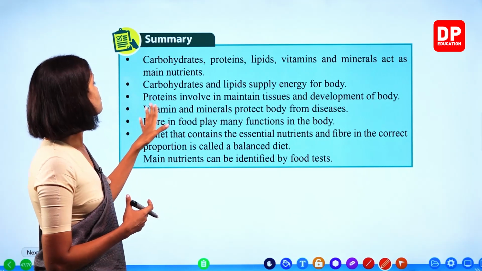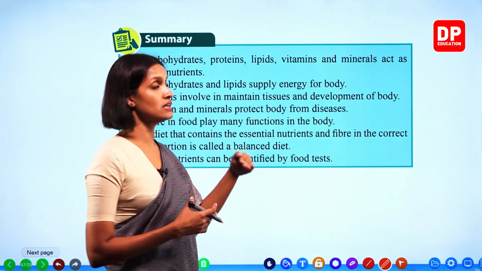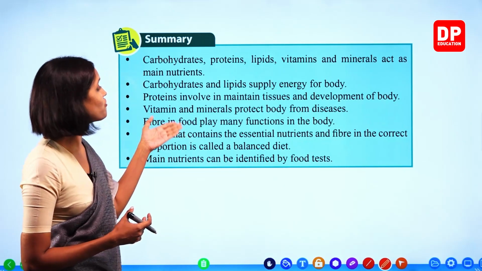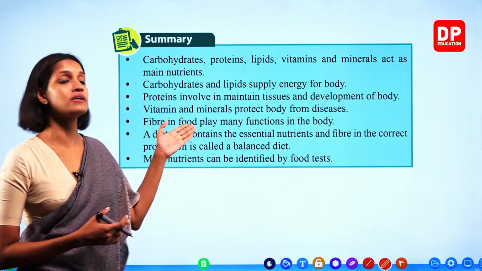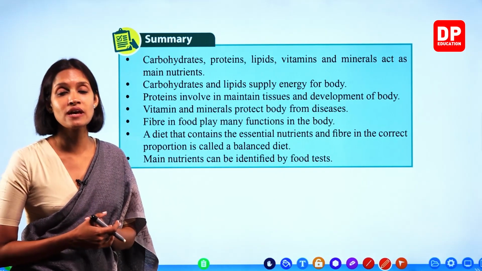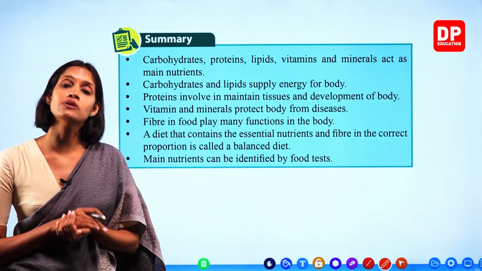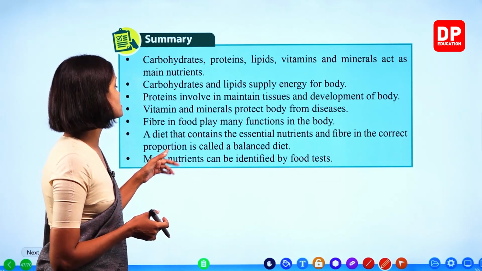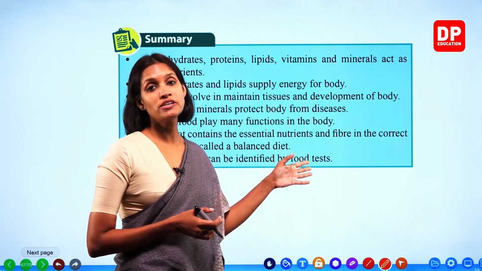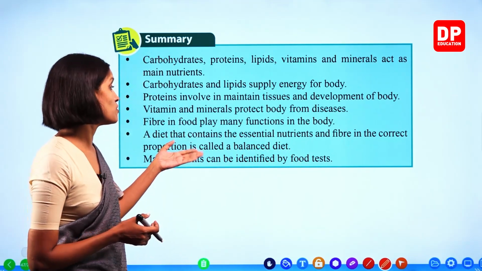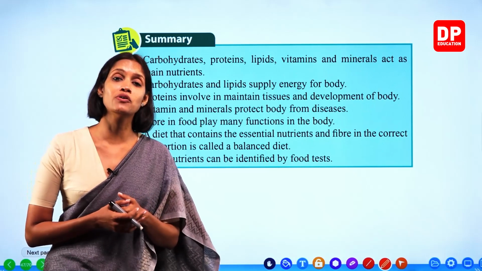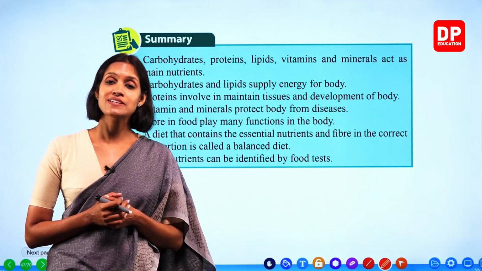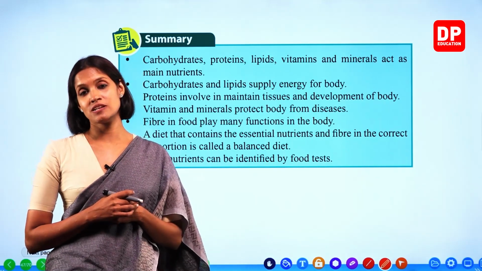Okay? Fiber in food plays many functions in the body. We learned about them too. And a diet that contains the essential nutrients and fiber in the correct proportion is called a balanced diet. A balanced diet means a diet that contains all the necessary nutrients in correct amounts. Okay? Main nutrients can be identified by food tests. Okay, so we learned about food tests as well, and finally we learned about the importance of consuming balanced diet too. Right, children? So we have completed the lesson now.